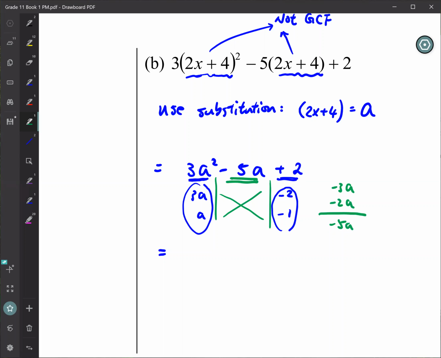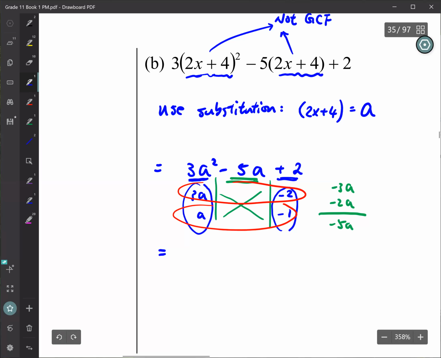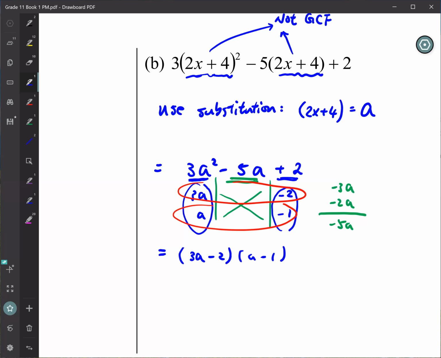Okay, now how do we write the answer then? 3a minus 2 and a minus 1. Yeah, very good. So you use cross multiply to check, but your answer, you have to go horizontally. 3a minus 2, a minus 1. Okay, so you see, even though we mentioned it's substitution, in the steps we need to use cross multiply, right? So that's why we leave this method to the end.